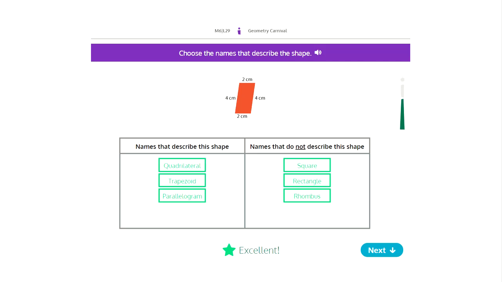So let's talk about why the names that do not describe this shape are the square, rectangle, and rhombus. Well, we know it can't be a square because a square has 4 right angles and 4 equal sides. These are not equal sides and these are not right angles. We know it's not a rectangle because a rectangle has 4 right angles. This shape does not have 4 right angles. And finally, we know it's not a rhombus because a rhombus has 4 equal sides. This does not have 4 equal sides.